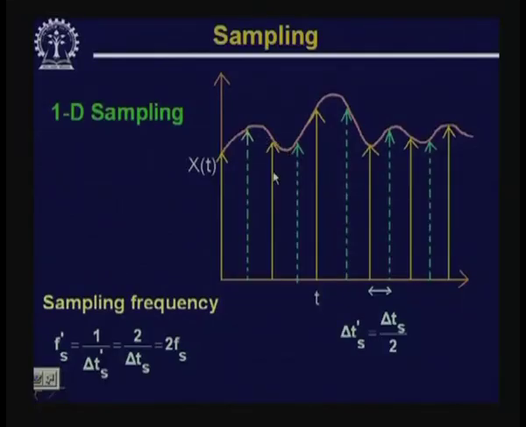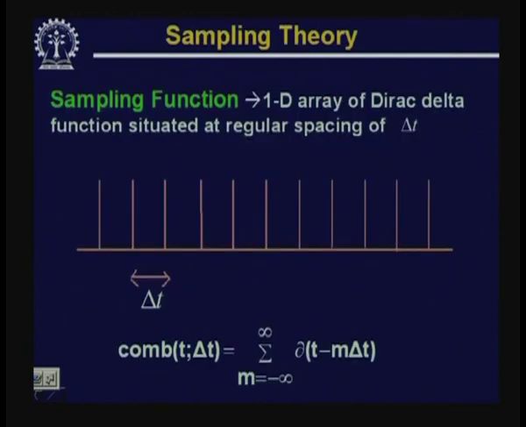Now, let us see what this sampling actually means. We have seen that we have a continuous signal x t, and for digitization, instead of considering the signal values at every possible value of t, we have considered the signal values at some discrete instants of time t. This sampling process can be represented mathematically if I consider a sampling function, which is a one dimensional array of Dirac delta functions situated at a regular spacing of delta t. This sequence of Dirac delta functions can be represented in this form.